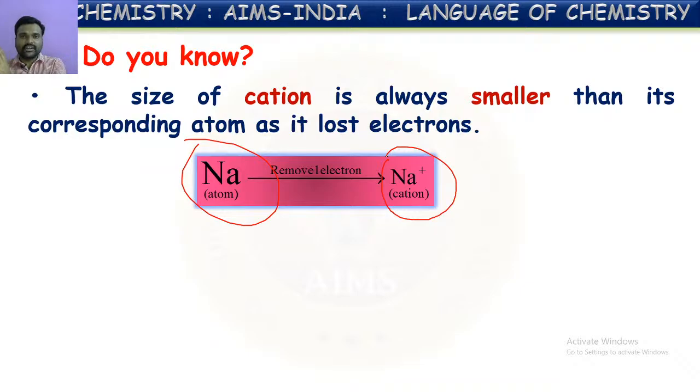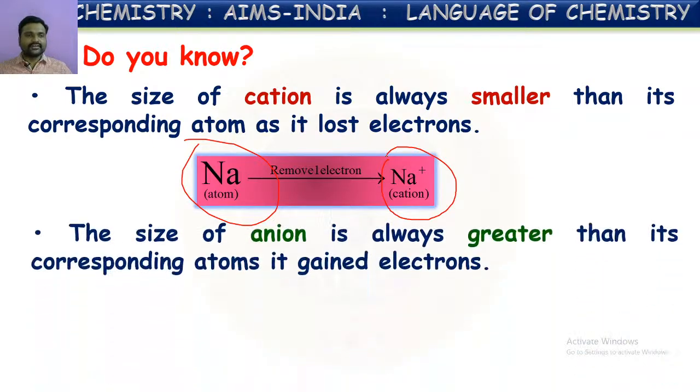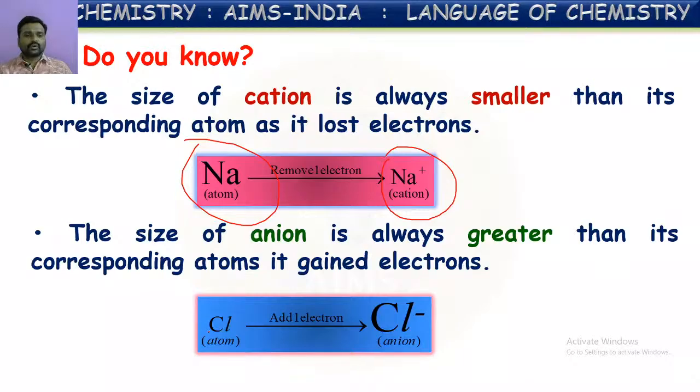So this Na plus ion is called cation. So cations are always having smaller size than their parent atom or neutral atom. In the similar way, we can say the size of anion is always greater than its corresponding atom, as it gained electrons. An example for this is the chlorine atom and chlorine ion. If we compare the size of these two, chlorine ion is having greater size than chlorine atom.